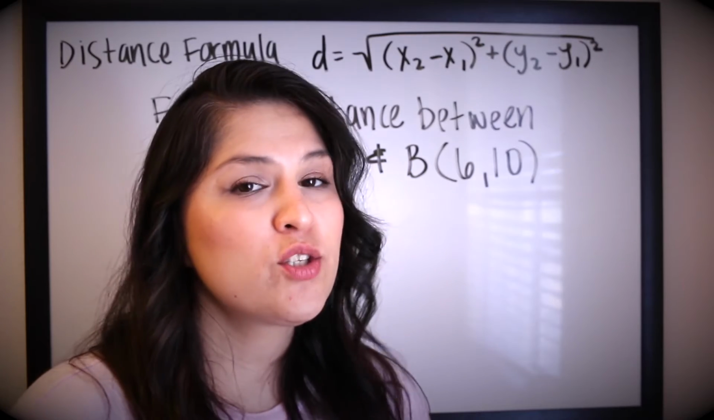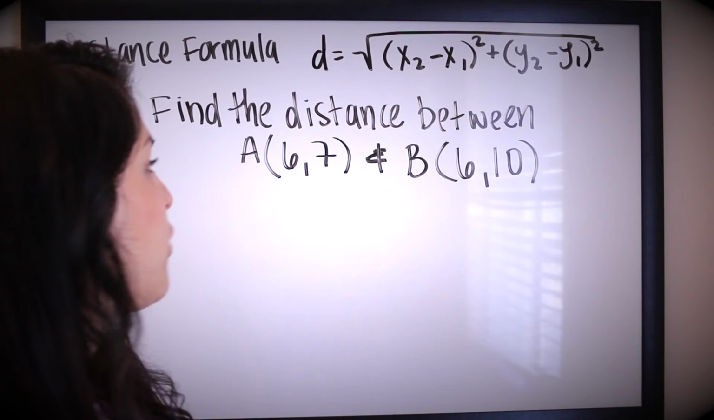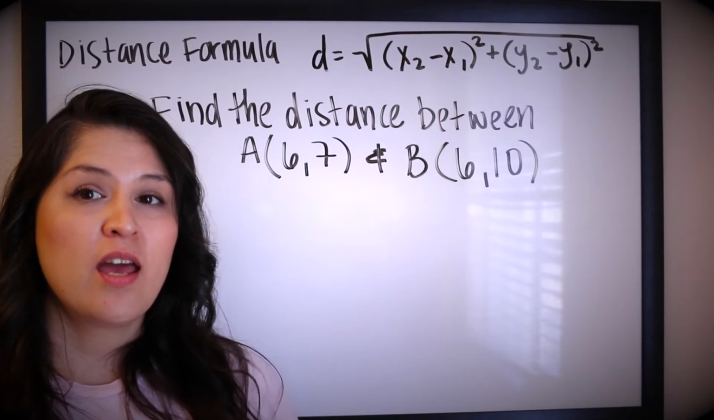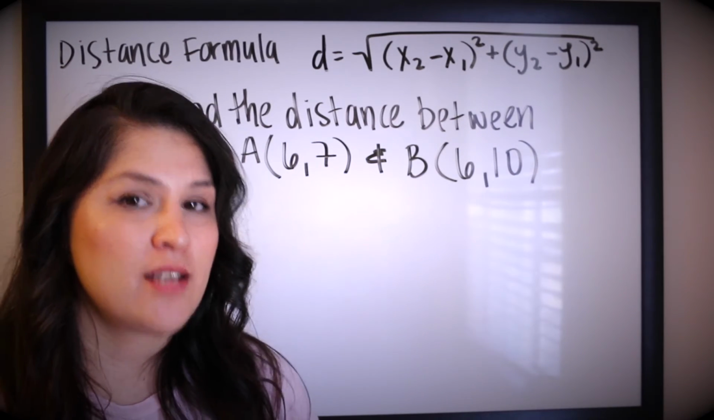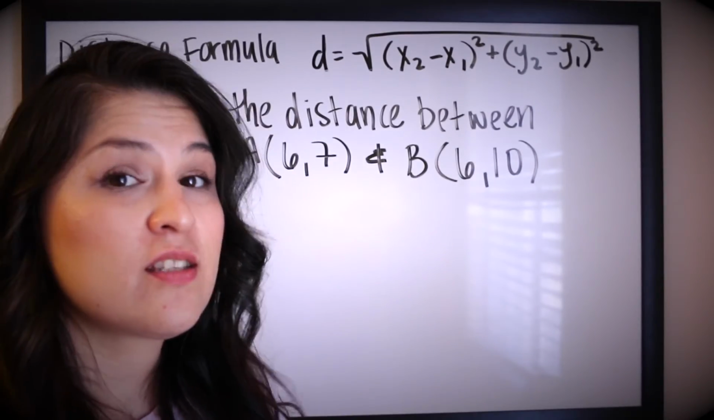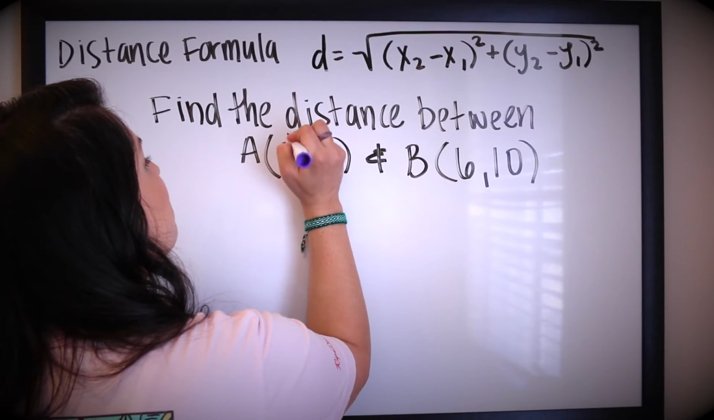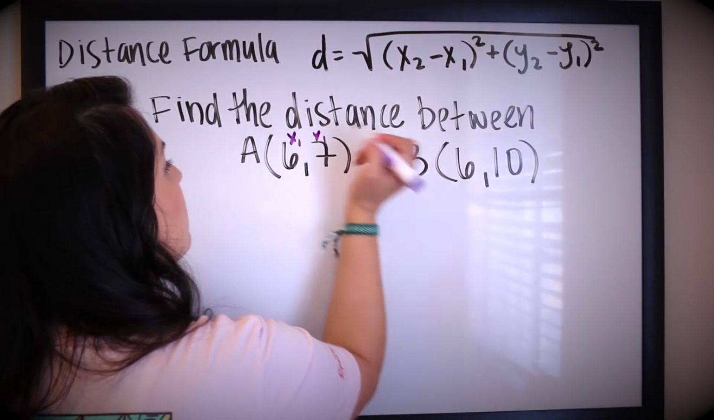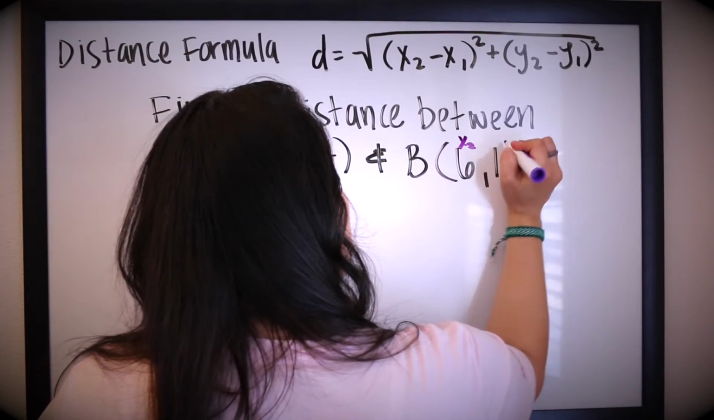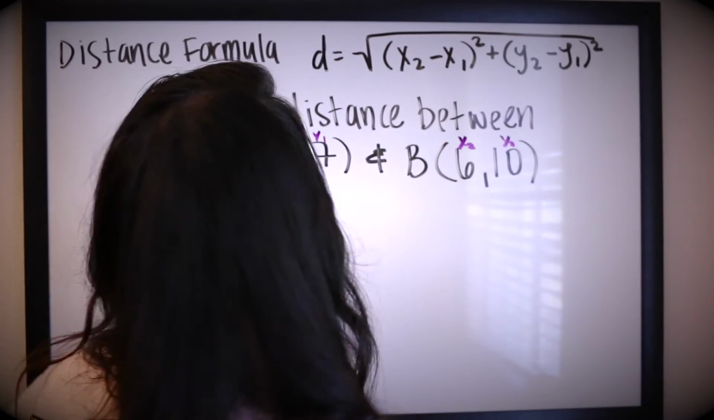All right, guys, let's do one more example. Say that you are asked to find the distance between point A, which is 6 and 7, and B, which is 6 and 10. Again, it's easier if you just assign your x's and y's from the get-go. x1, y1, x2, and y2. Now let's plug it in.